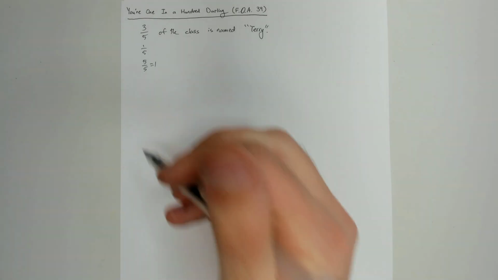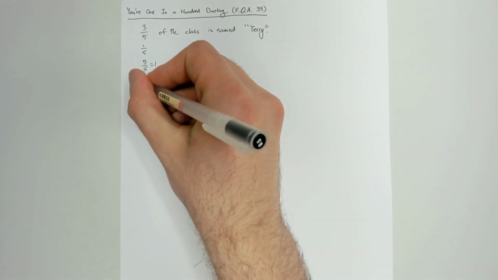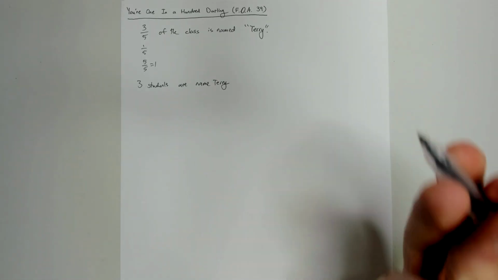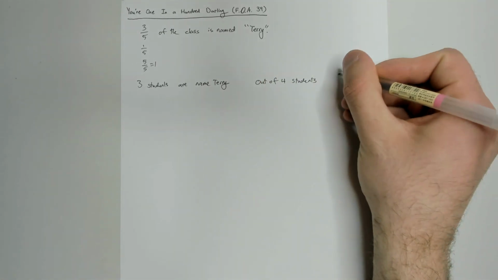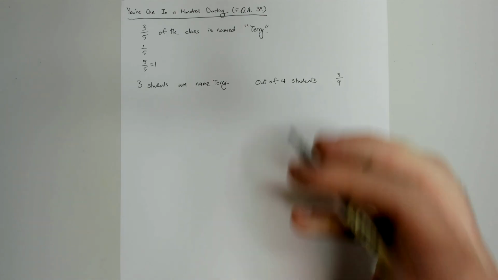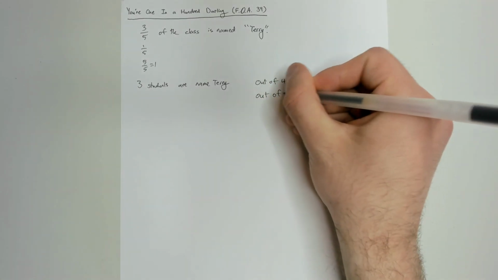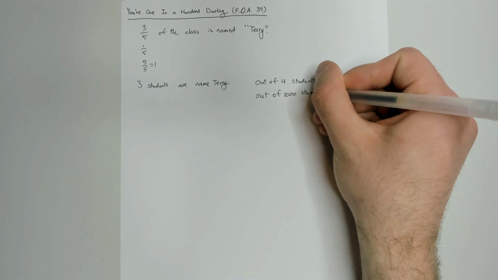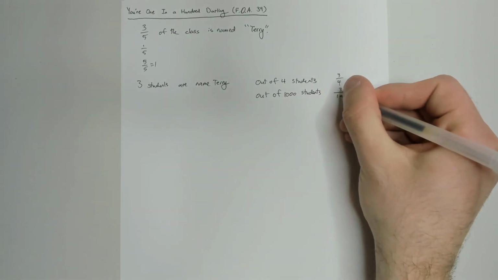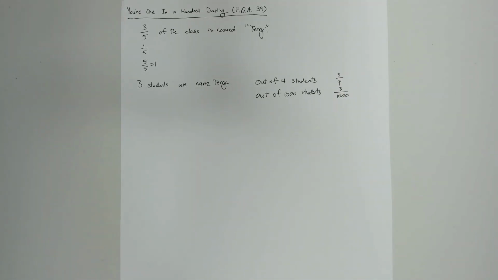However, there's one potential issue with this. If I said 3 students are named Terry, and the class is 4 students, then our proportion is 3/4, right? And that's a pretty high proportion. It would be kind of odd that 3 of the students were named Terry. However, if our class size was like 1,000 students, it wouldn't be that weird anymore that a few students share the same name, right? And we get a much smaller proportion because a much smaller piece of this group of students has this property, right?